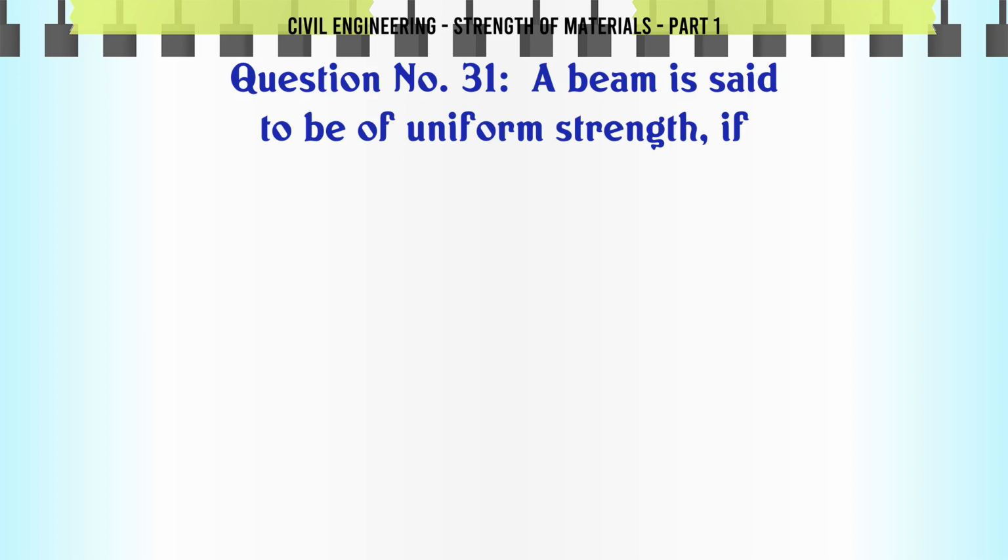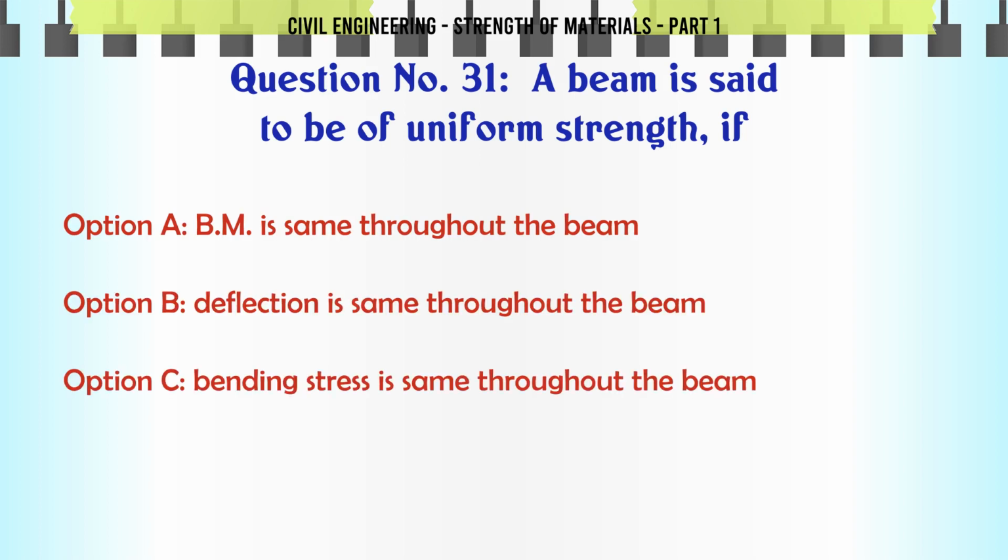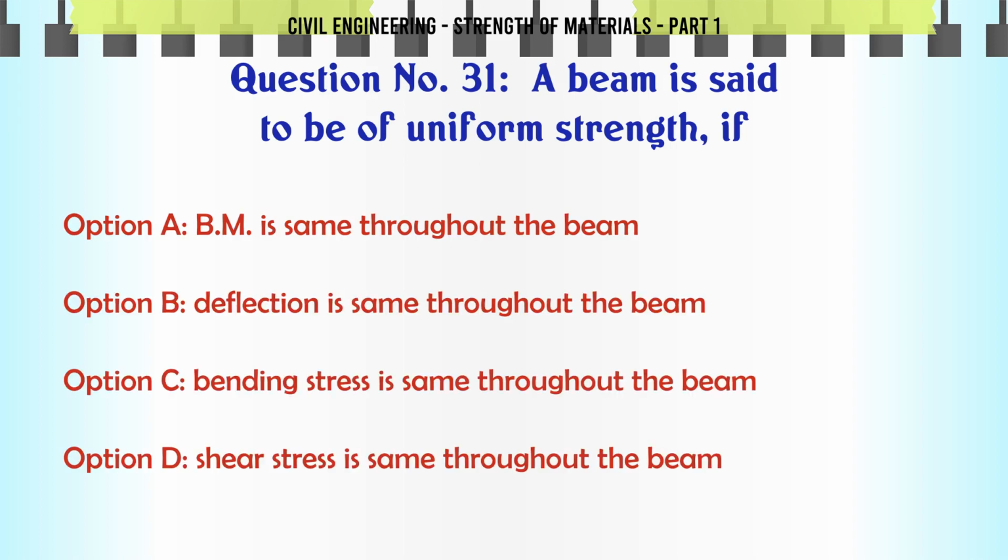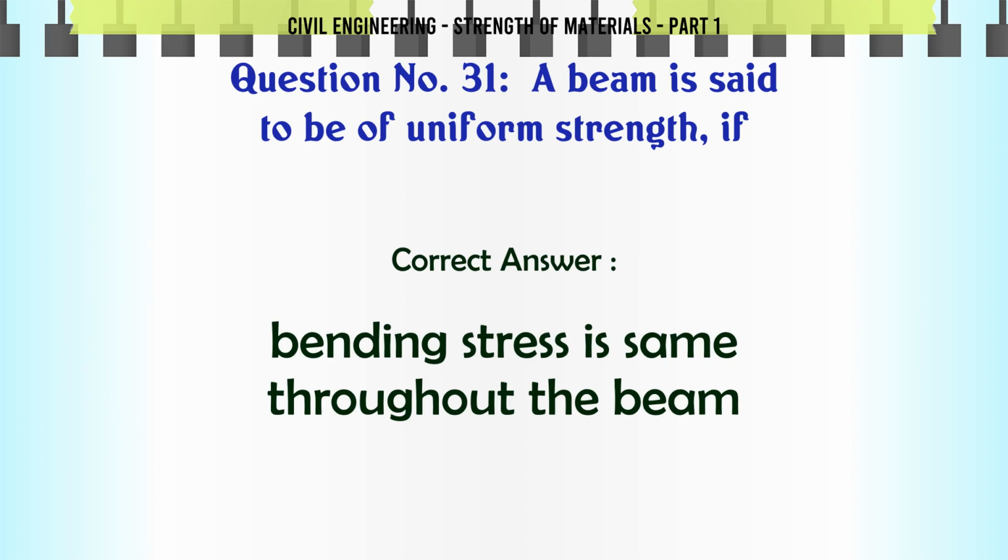A beam is said to be of uniform strength if A. r.p.m. is same throughout the beam, B. deflection is same throughout the beam, C. bending stress is same throughout the beam, D. shear stress is same throughout the beam. The correct answer is bending stress is same throughout the beam.